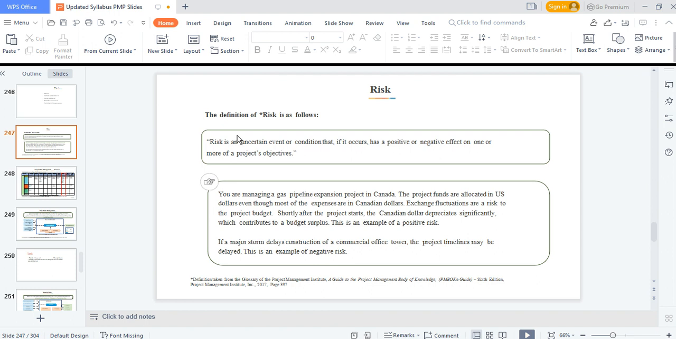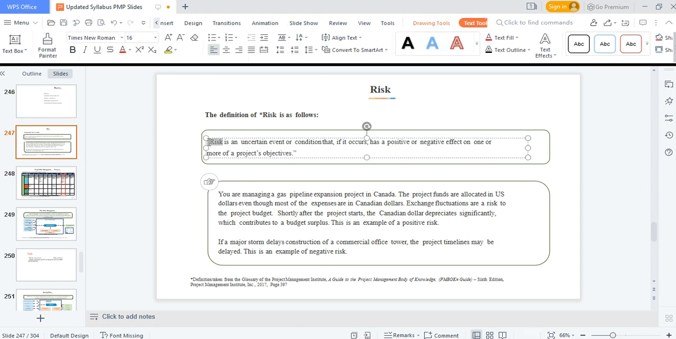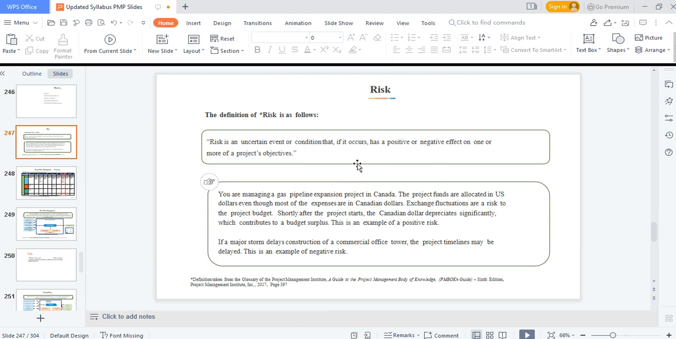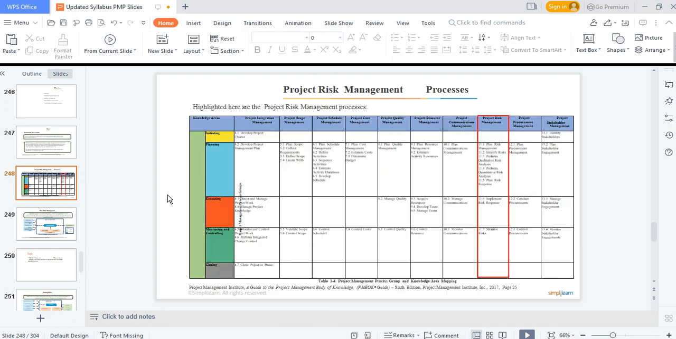The question is that it's just an uncertain event. So it's not at all times that some risks come out positive. So when you hear the word risk, don't always think about negative. At times, the result can actually be positive. So these are the processes we're going to be looking at. Project risk management.